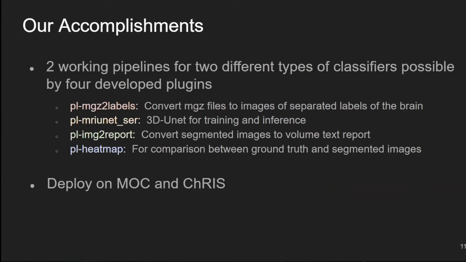The third one is image-to-report. It converts segmented images to a volume text report. And last, we also built a heat map plugin to compare the prediction and the ground truth. More importantly, we deployed our plugins on both MOC and CHRIS platforms, and they will be demonstrated later. Next, please.